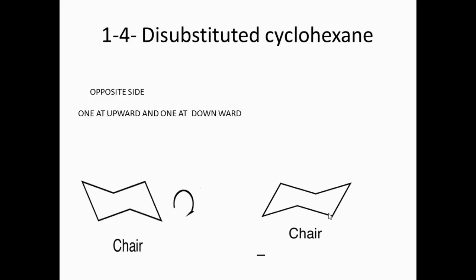Next, in the case of 1,4-disubstituted cyclohexane, the trans form. Trans means both are on the opposite side. That means one substituent is at the upper bond and the other substituent is at the lower bond. If the substituent at the first carbon atom is at the upper bond, the substituent at the fourth carbon atom will be at the lower bond. That means axial.